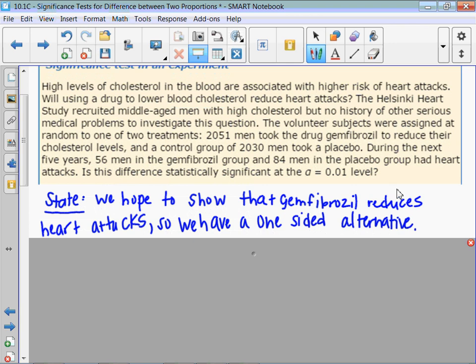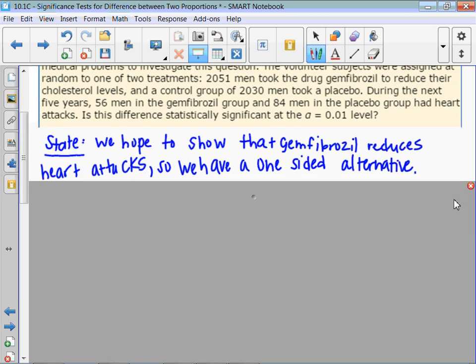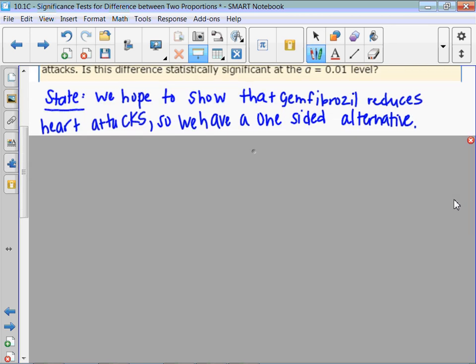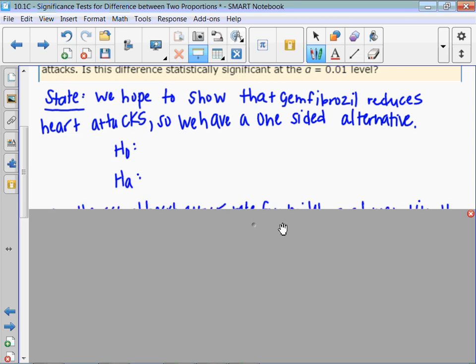During the next 5 years, 56 men in the gemfibrozil group and 84 men in the placebo group had heart attacks. Is this difference statistically significant at the 1% level? So we're going to state what we're going to find. We hope to show that the drug gemfibrozil reduces heart attacks, so we're going to have a one-sided alternate hypothesis.